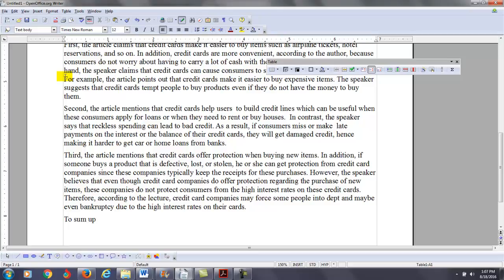To sum up, the lecture clearly cast doubt on the advantages of credit cards mentioned in the reading passage. That's all I will say. How easy is that for a conclusion? So the conclusion and the intro isn't that important. It's what you do in those body paragraphs of the integrated writing task that really, I think, makes a difference.